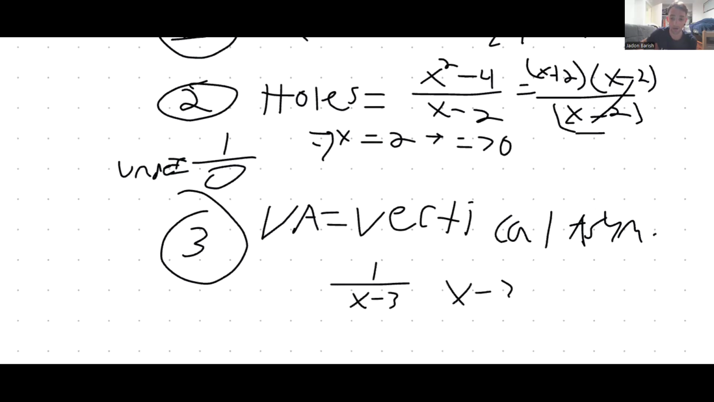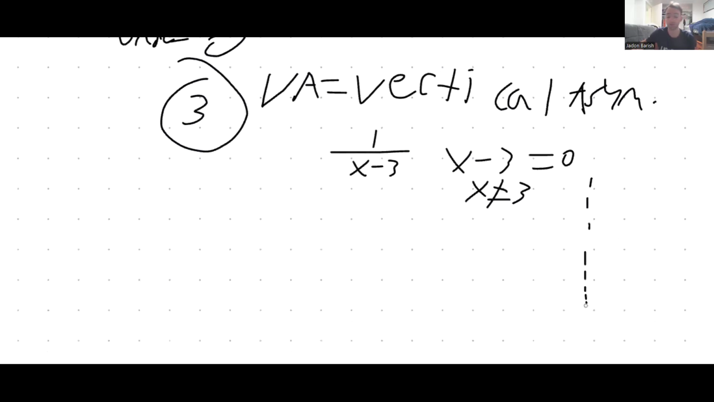And what do you do in your graph to represent this? You do a dotted line at x equals 3. Now, the reason for this is it shows that you can't be equal to this value, but you could approach it very much. And the way that these VAs work is essentially when you're approaching it, like the limit, it either goes to negative infinity or positive infinity, depending on how the graph looks. Okay?